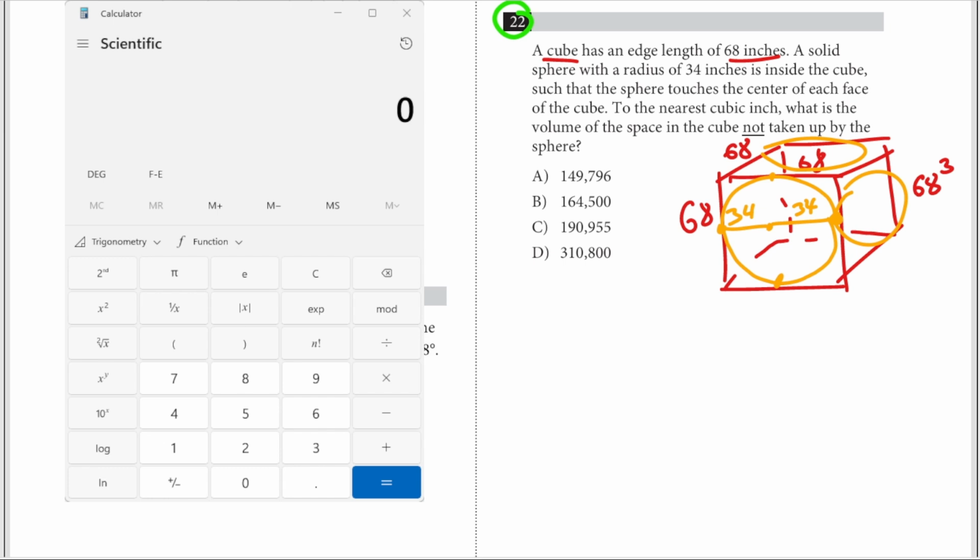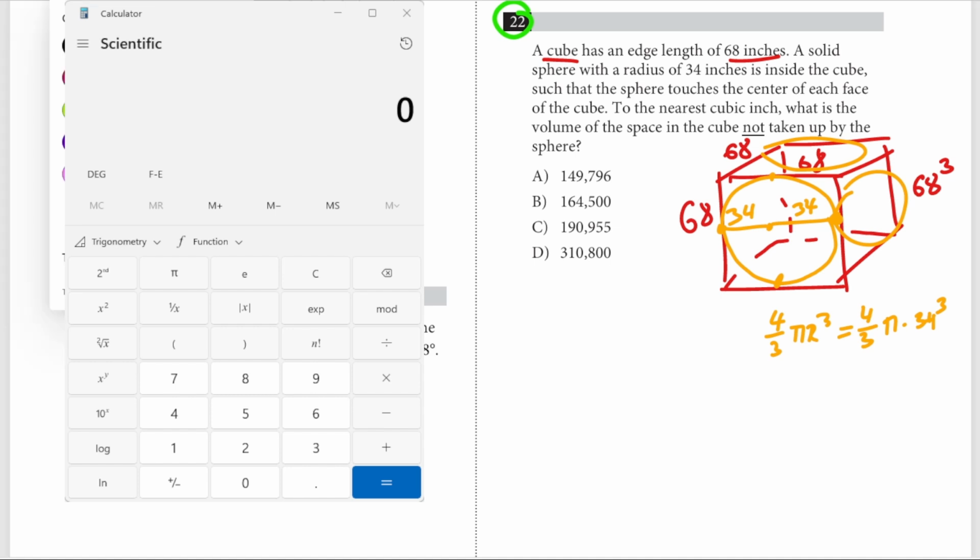Now, what is the volume of the sphere? The volume of the sphere is 4/3 pi r cubed, or 4/3 pi times 34 cubed, where r is the radius. Now, volumes are additive, therefore you can just subtract one from another.